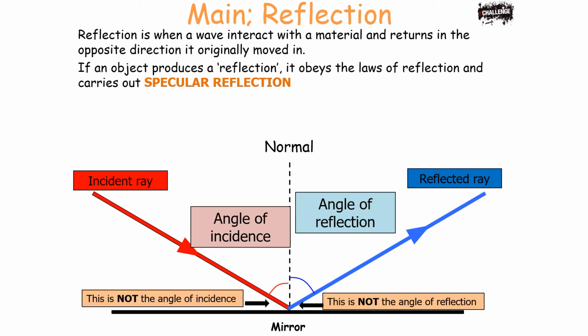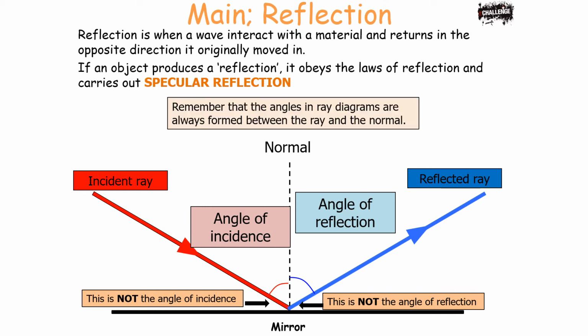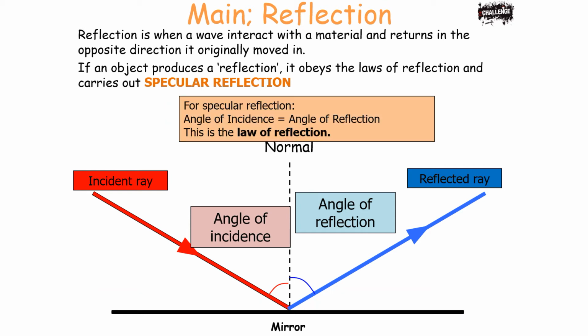It's important to note that the angle must be from the normal to the ray. If it's from the ray to the surface as shown in the diagram, that is not the angle of incidence, it is not the angle of reflection. Now remember, the angles in ray diagrams are always formed between the ray and the normal. For specular reflection, the angle of incidence equals the angle of reflection. Well, that is the law of reflection.